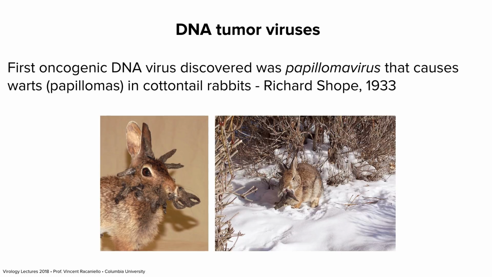But in 1933, Richard Shope, a virologist, found that these were caused by a virus. These are cottontail rabbits, and it's a papillomavirus. He called it a papillomavirus. He was the first one, I believe, and a papilloma is a wart. And so now we know there are many different types of papillomaviruses, but this is a type of transformation of cells. These are benign tumors. They don't kill the animals, but they are certainly transformation of cells.